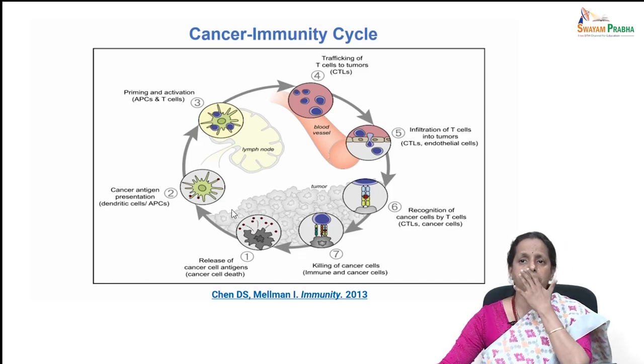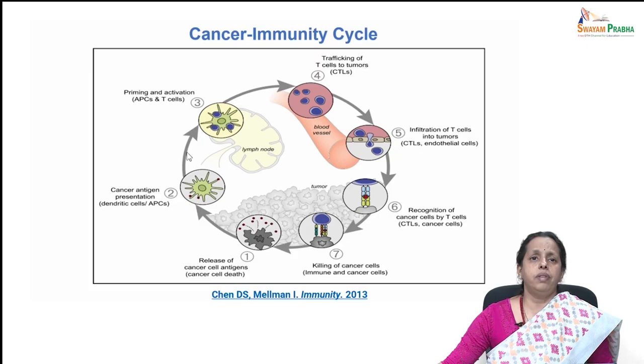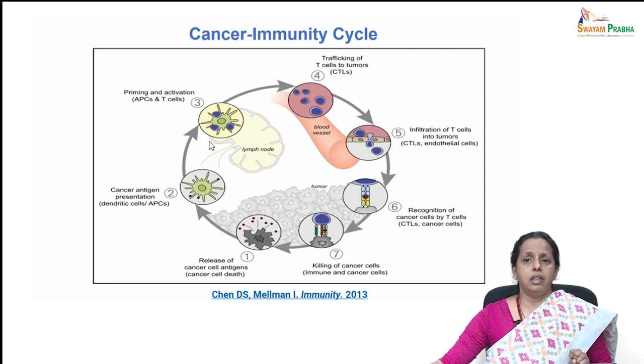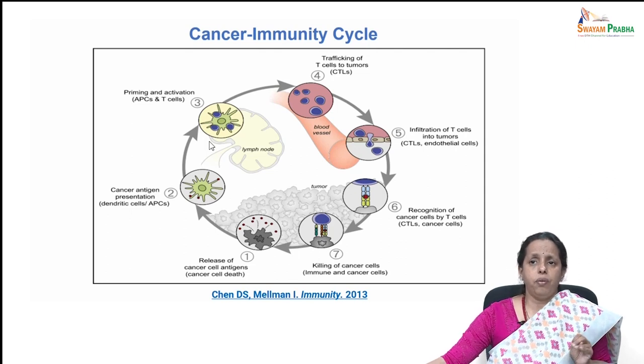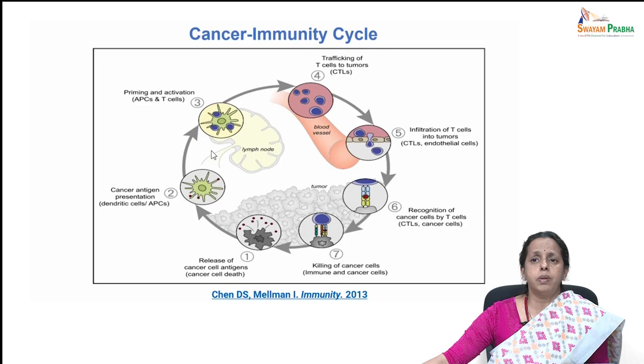They are primed, and after this antigen presentation you have T cells which are primed and activated so that they will target your tumor antigens, the tumor-specific antigens that are presented to them. Only these three classes of antigens, which are highly tumor specific, may be identified by your T cells.